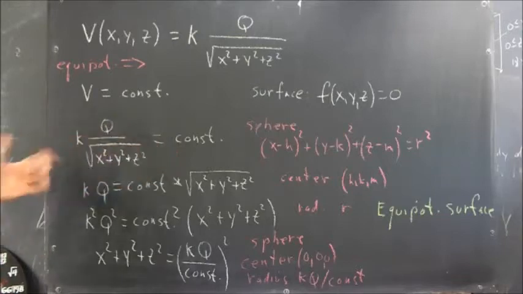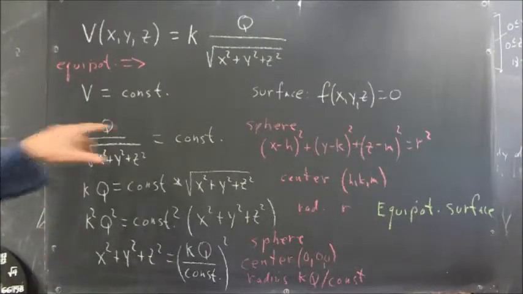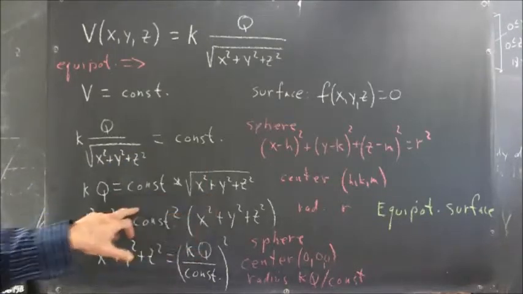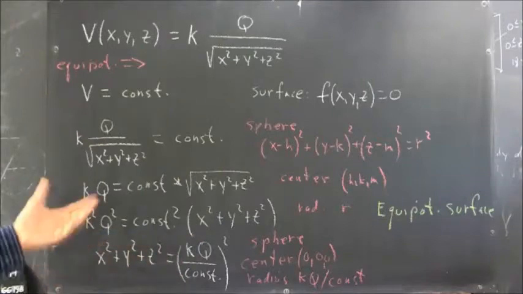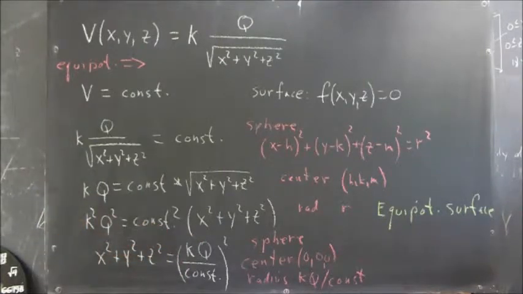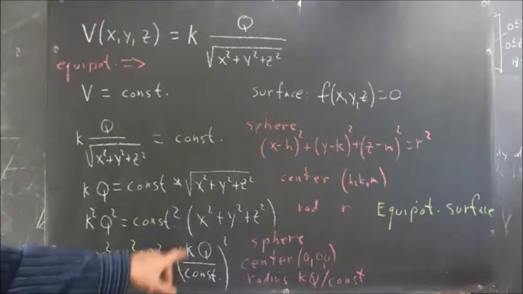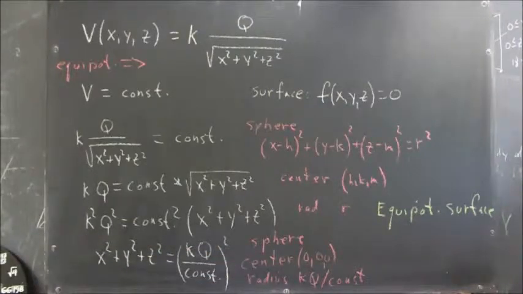Well, this doesn't look exactly like any surface that we're familiar with, but it turns out to be one of the simplest quadric surfaces. So if we rearrange it, just put the square root of x squared plus y squared plus z squared over here and square both sides, we get this, and this is very straightforward. And then we can solve and isolate x squared plus y squared plus z squared, which is kQ over constant, squared. And that's of the form f of x, y, z.